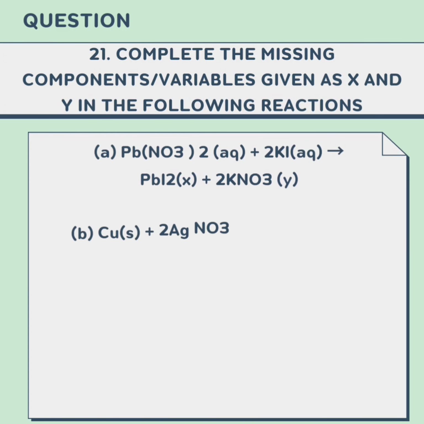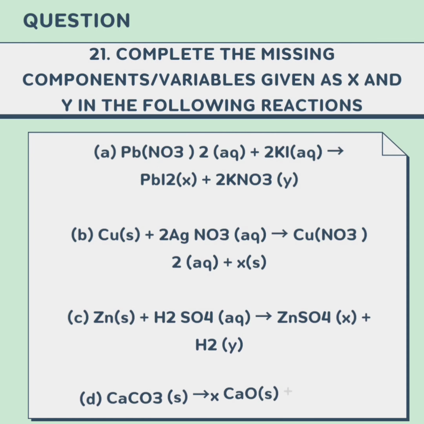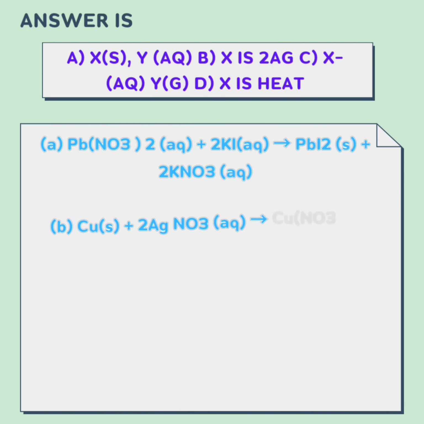21. Complete the missing components, variables given as X and Y in the following reactions. Answer. X is heat.